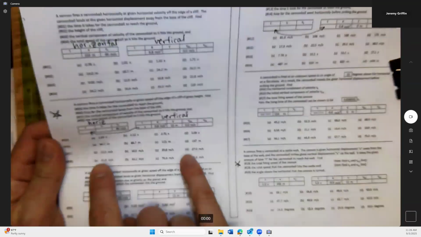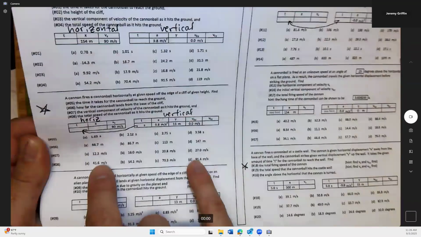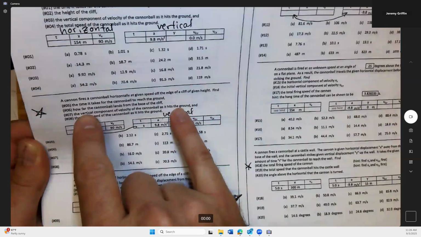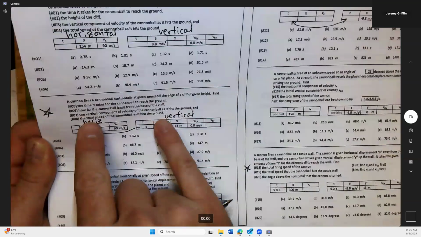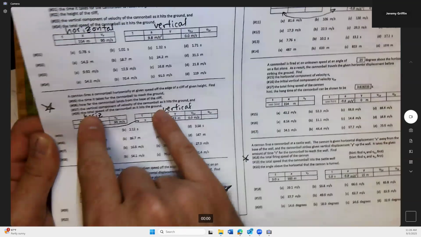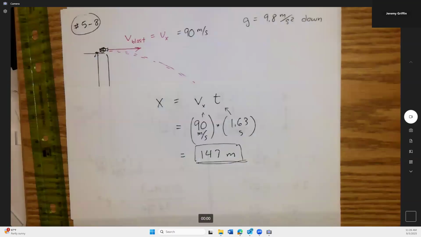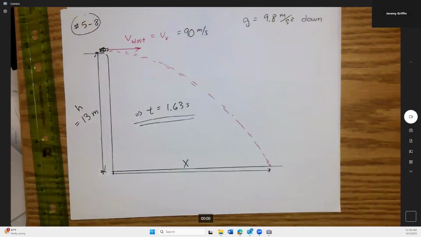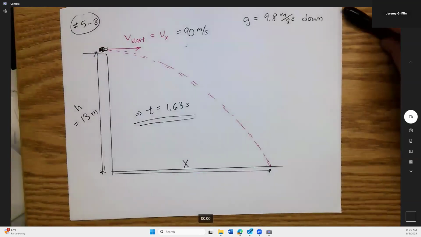Okay, so number 7 and number 8 kind of go together. Number 7 says what's the vertical component of velocity at the crash point, and number 8 says what's the total speed at the crash. So what's the crash speed? You have to get number 7 to get number 8. They go hand in hand. And on my picture, I'll show you guys how I could draw that.